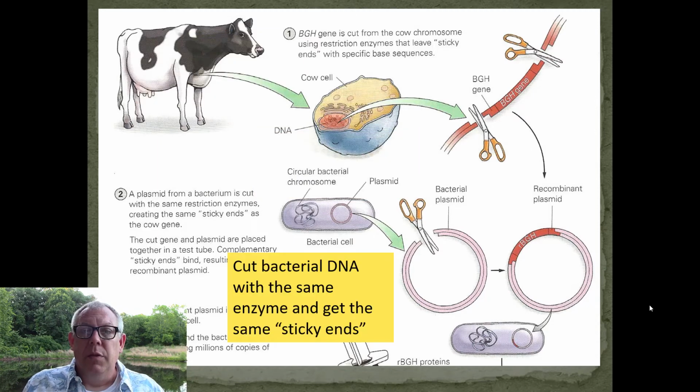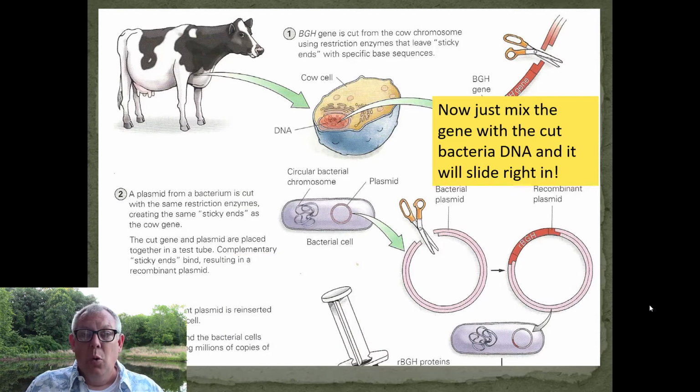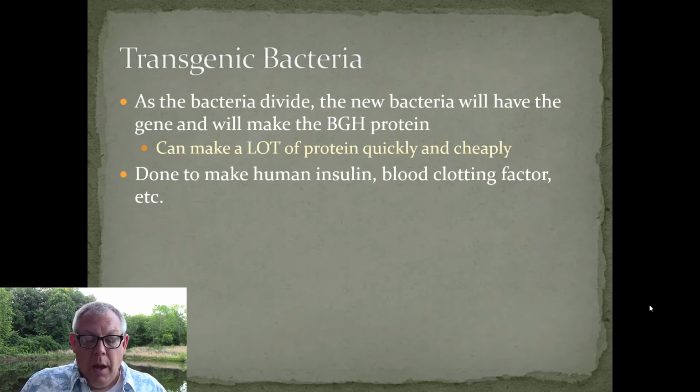Then you take the bacterial genome, the bacteria gene, which again you see is just one circular chromosome, and you cut it with the same enzyme. And so that enzyme is going to cut in the same sequence and leave the same sticky ends. So then, when you mix that bacterial DNA with the bovine gene, which you cut, it's got the same sticky ends, those sticky ends are going to match up, and now you've stuck that bovine gene right into the bacterial genome. And so then you just let the bacteria reproduce, and then they'll reproduce that gene every time they make a copy of themselves. And so you can make a lot of protein quickly and cheaply this way.